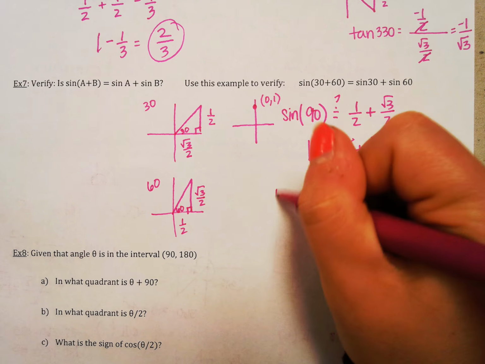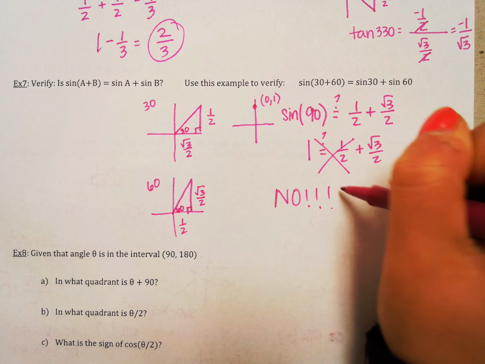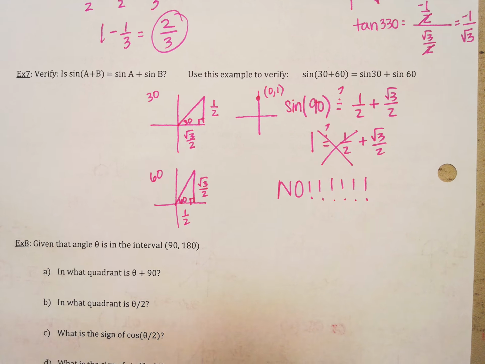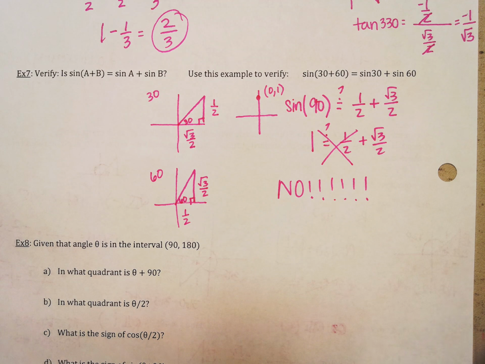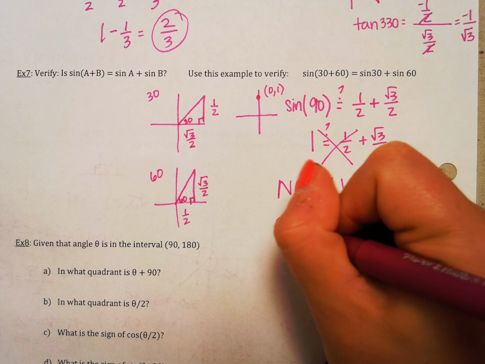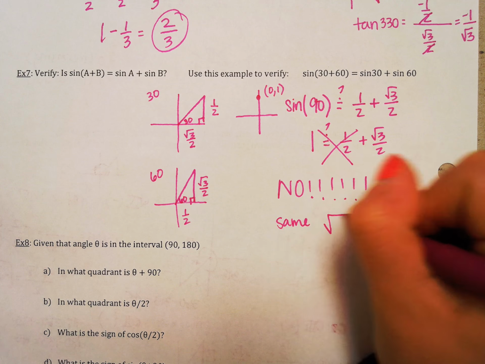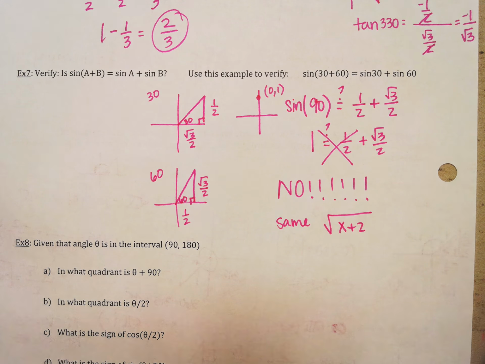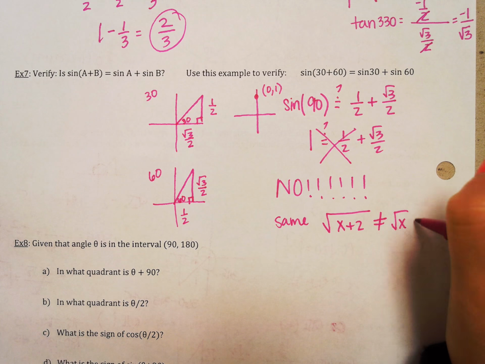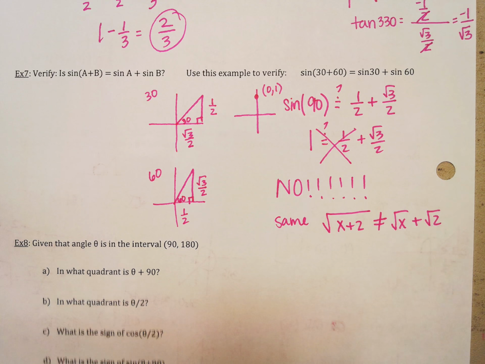So it's not possible to distribute. Don't make that mistake. This is not a thing that you can do. You can definitely not distribute trig values. Just like I couldn't do this. This is the same as if I took this quantity: the square root of x plus 2 is not equal to the square root of x plus the square root of 2. Those are not the same thing.